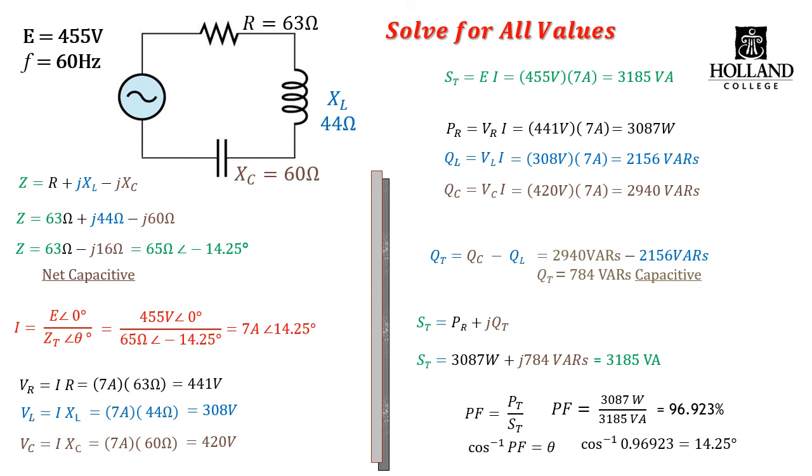Once we double check our power factor, we can use it to calculate out our angle and compare that to our original calculation. And sure enough, we get back to our 14.25 degrees.